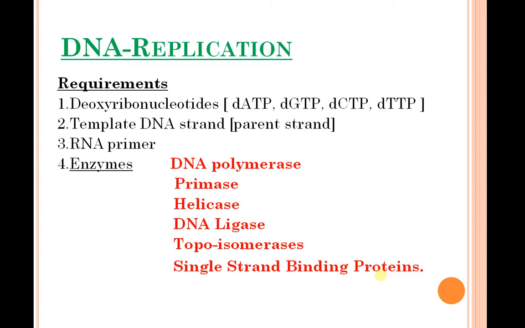So what are the requirements? There are a number of requirements: deoxyribonucleotides like dATP, dGTP, dCTP, and dTTP, template DNA strands, the parent strand, and an RNA primer. The enzymes required are DNA polymerase, primase, helicase, and ligase, along with gyrase, topoisomerase, and single strand binding proteins.